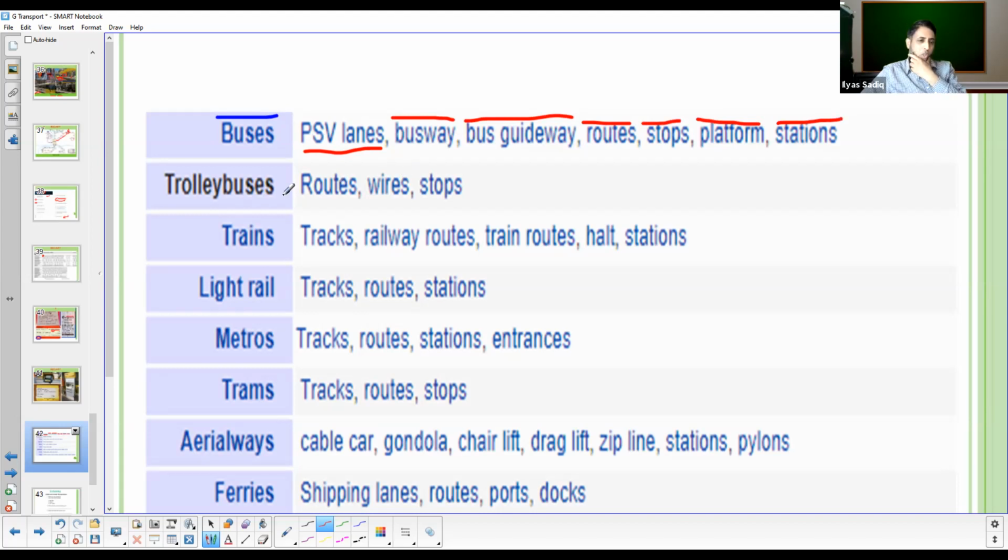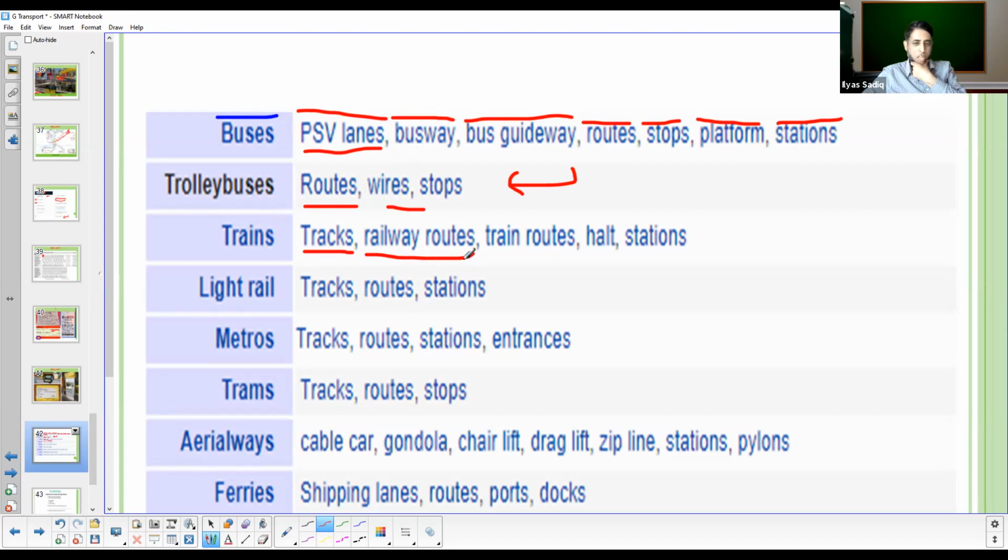Okay, so trolley buses, there's a route and wires. The trolley buses are usually for the city tour. Trains have tracks, right? Like the buses have lanes, trains have tracks. They call them railway routes. Of course, like a bus route.